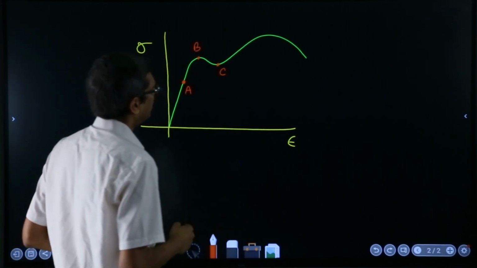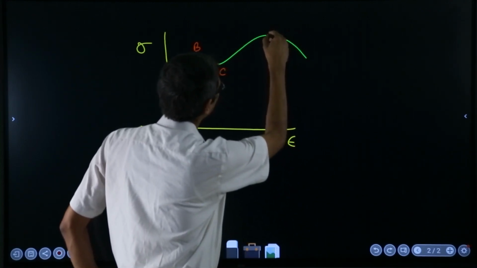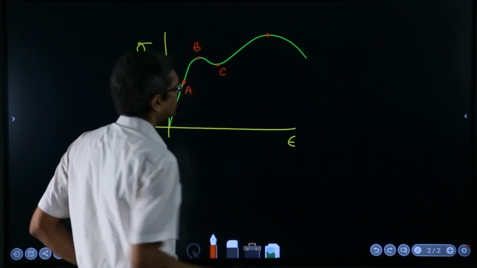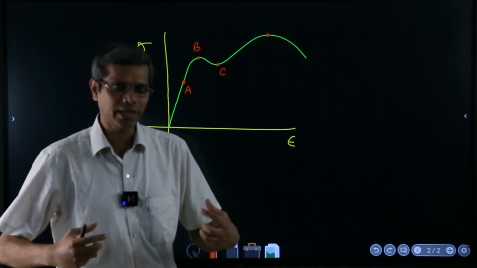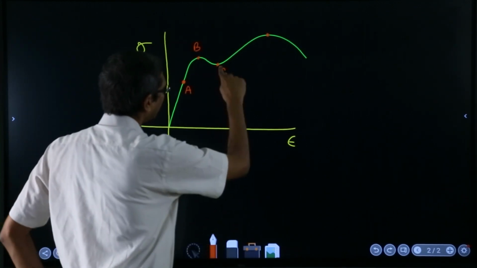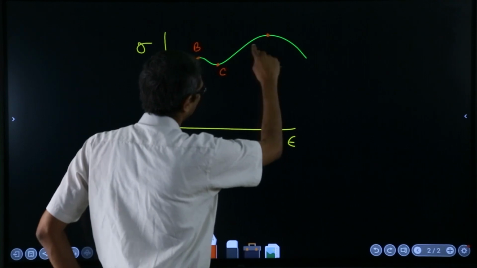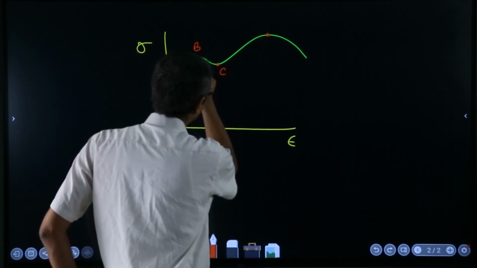And then comes a phenomenon known as strain hardening. Because of the strain in the material, the material gets hardened in a way, and then again the stiffness, the Young's modulus, in a way increases as compared to this.